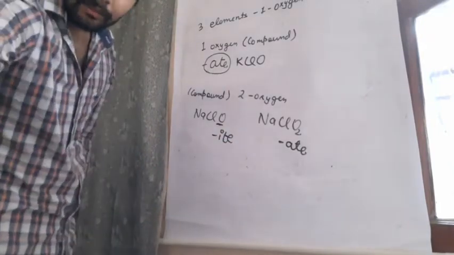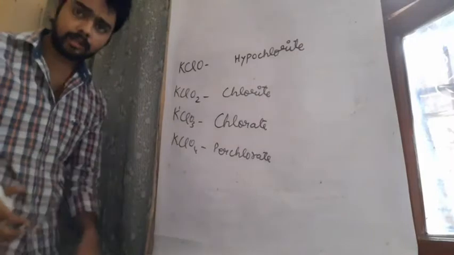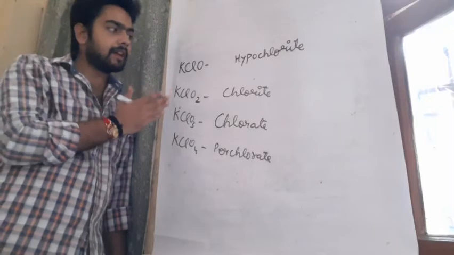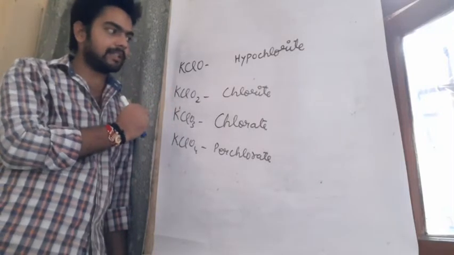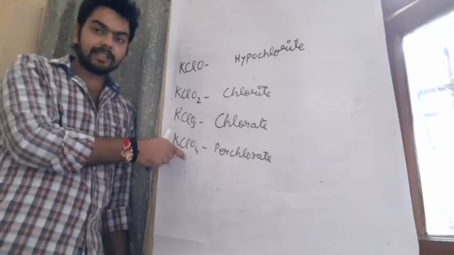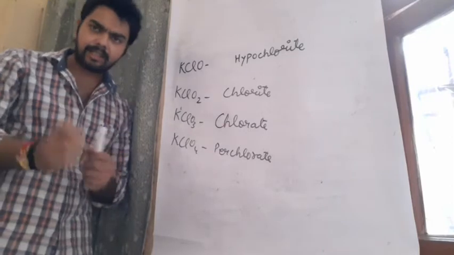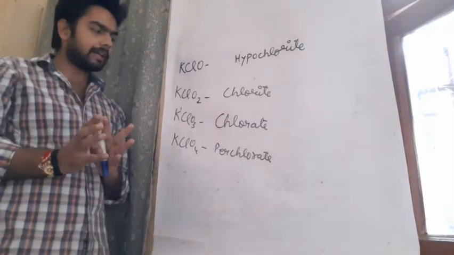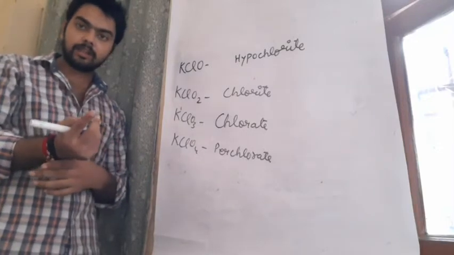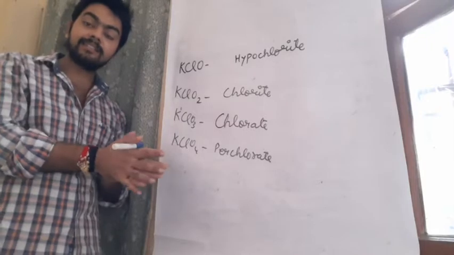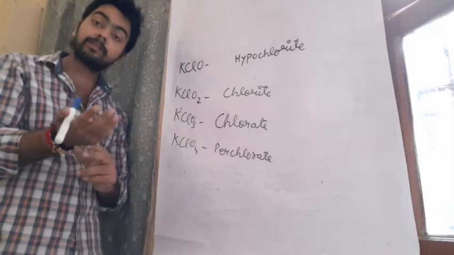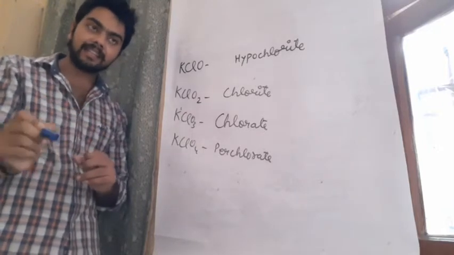Okay, so one more possibility is there. The next one arises when along with oxygen we have halogens. When we have halogens along with oxygen, there are four possibilities, like here we can see KClO, KClO2, KClO3 and KClO4. Let me explain again using some Hindi. Previously we talked about when we have two oxygen counts, the one with lesser is suffixed ITE, and the one with more oxygen has suffix ATE.